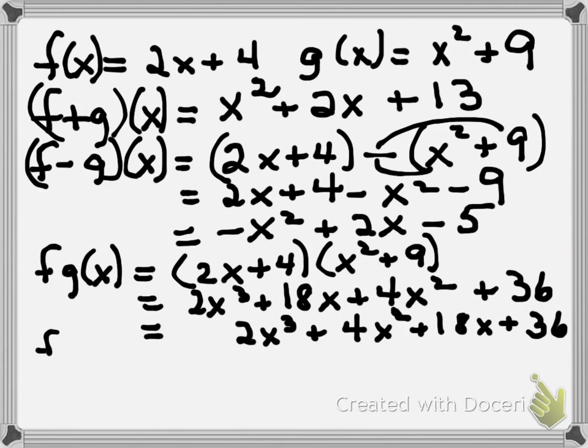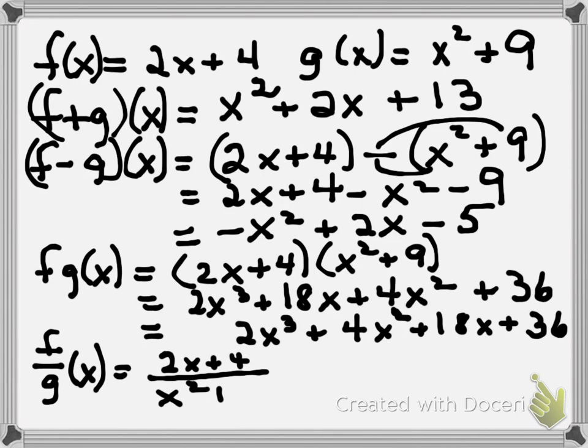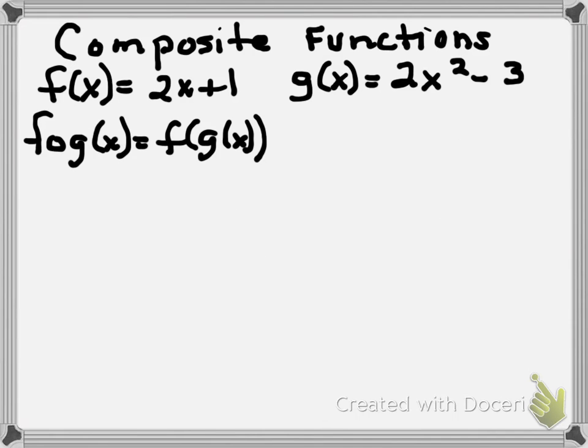The quotient, f divided by g of x, is the f function in the numerator, 2x plus 4, and the g of x in the denominator. Now you could factor 2 out of the numerator, but it's not going to help you because you don't have anything then that you can divide out as a common factor with the denominator. So just leave it this way.